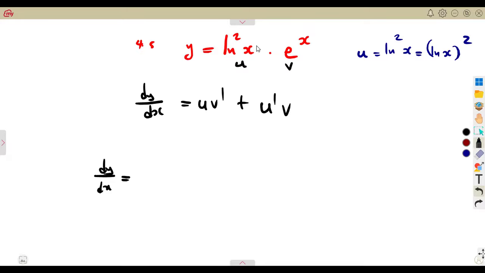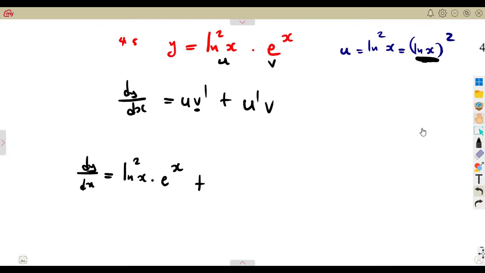U as it is. This is our u. So it's going to be ln squared x times the first derivative of v. The derivative of e, guys, is what? It's e. It remains as it is. So this is e to the exponent of x plus the first derivative of u. So for u, we need the derivative here. Remember, from your function of function, you can even do it by looking into this.